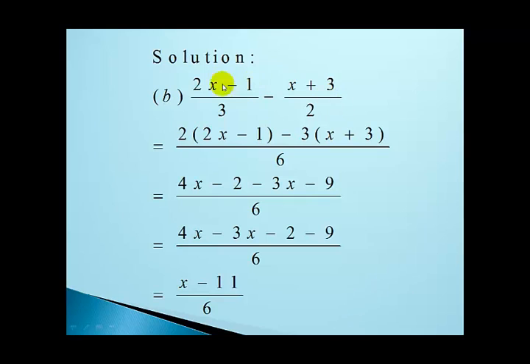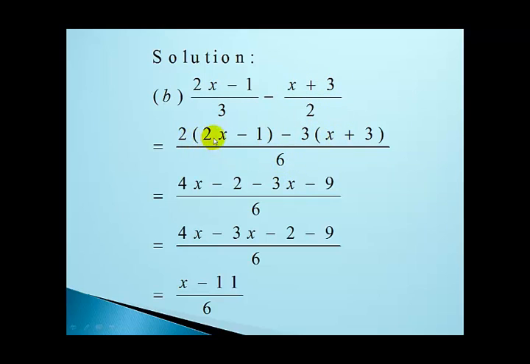Now solution B, 2x minus 1 divided by 3 minus x plus 3 divided by 2. So we find the LCM. The LCM of 3 and 2 is 6. Now 3 goes into 6 2 times. So we multiply 2 by 2x minus 1, and that's what we have in the bracket. Minus 2 goes into 6 3 times. Then we multiply 3 by x plus 3.